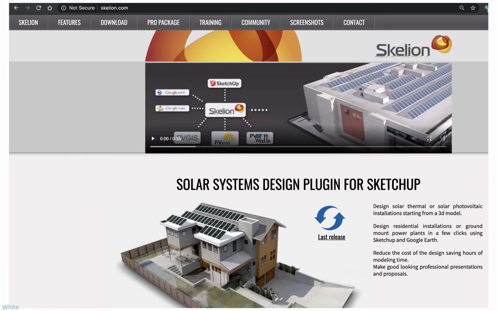And then here we have a company called Skelion, which is a plug-in for SketchUp. That means it works with SketchUp. You pay them, and it does extra stuff. And it's made just for PV. So we can see here that it works with SketchUp, Google Earth, PVGIS, PVSys, and PV Watts. I wish that was my house.